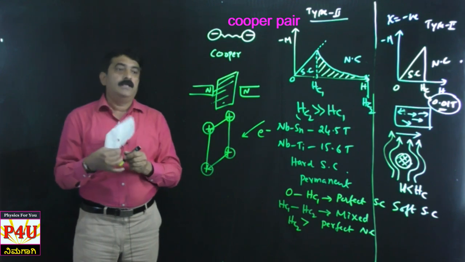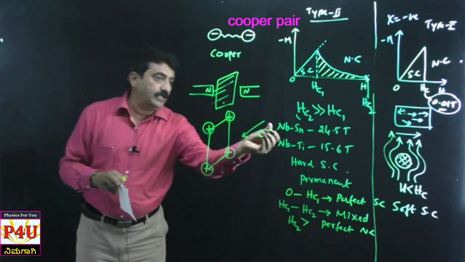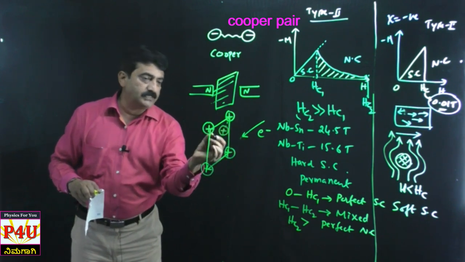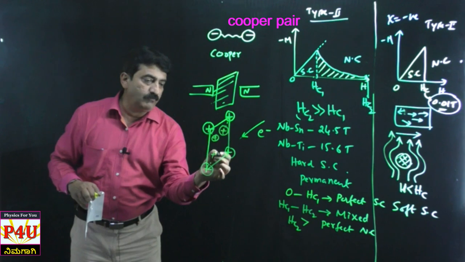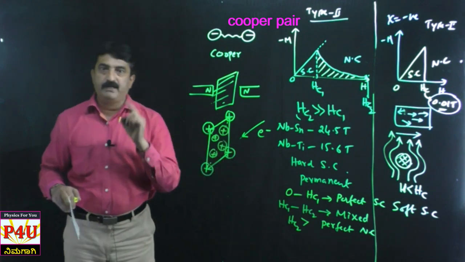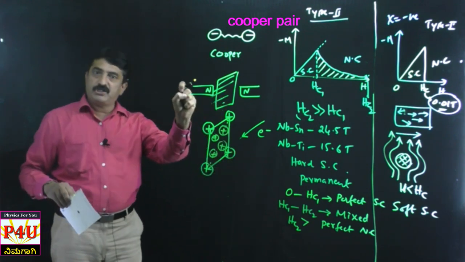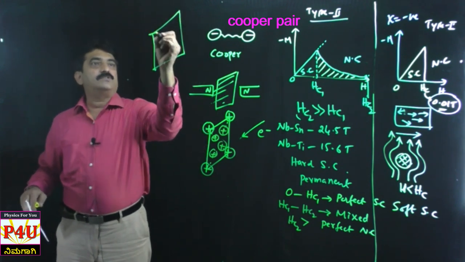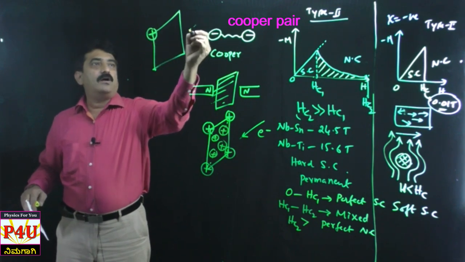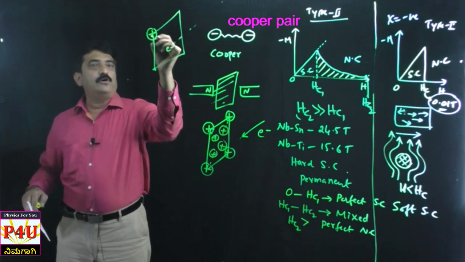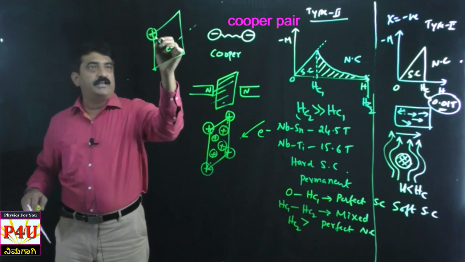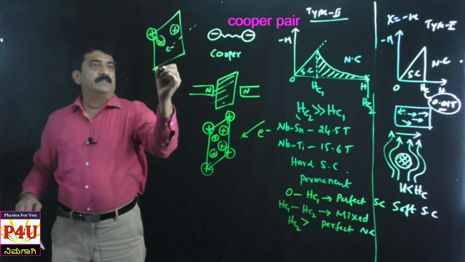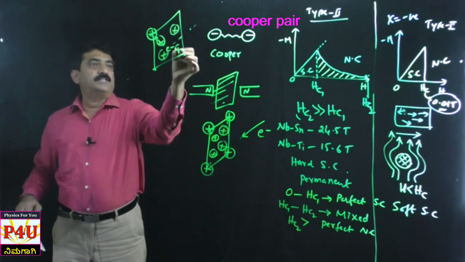What will happen? Because of the electron's negative charge, as it comes here, this positive will move a little bit, this positive will move a little bit, this also will move a little bit. That means there is a sort of attraction. This is my lattice plane, right? This is one positive charge. When the electron arrives here, electron is negative, this is positive, so there is attraction. So this positive will come here, similarly this positive will come here.